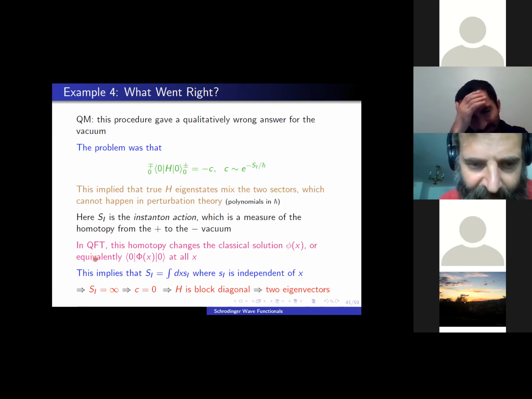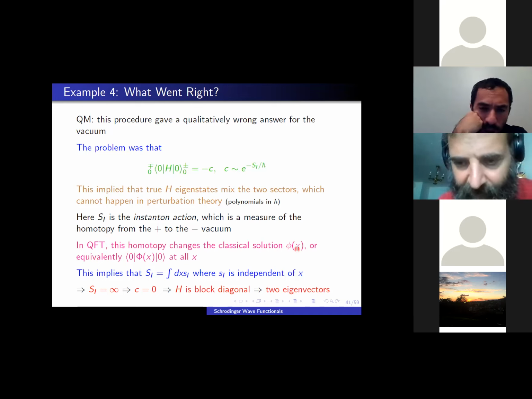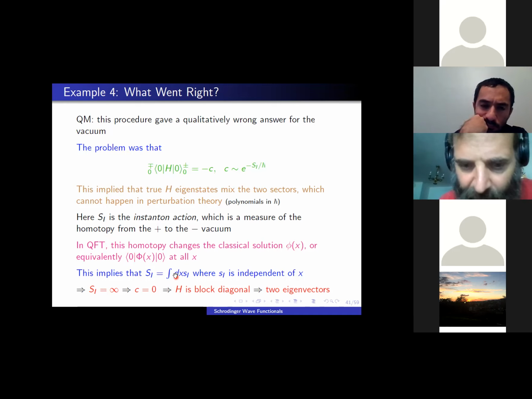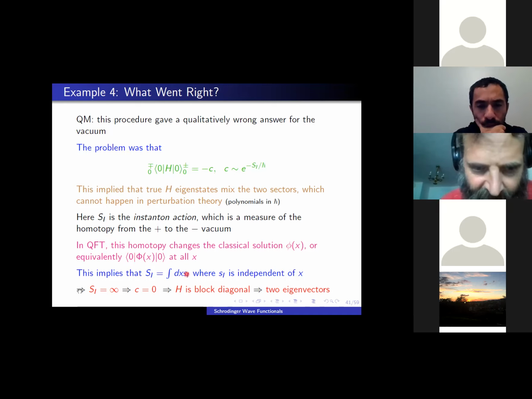Now, in quantum field theory, again, you have 2 solutions. Phi of x equals something for all x, and phi of x equals minus that for all x. But now the homotopy's got to move it. The homotopy from one vacuum to the other vacuum has to move every single point. And what that means, I'm not going to prove it for you, is that this action over here is the integral over all the different points, because you have to move the vacuum at every point, of something which is independent of x. And it turns out this thing's non-zero. And so the action for our homotopy is infinite in this case.